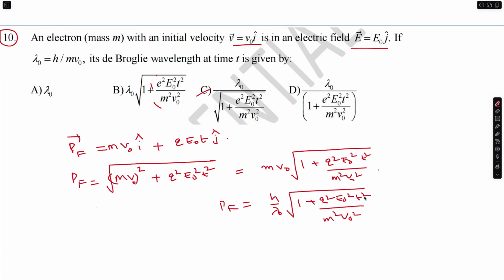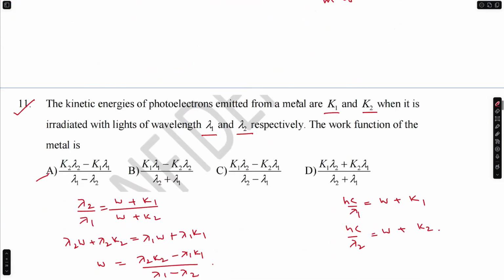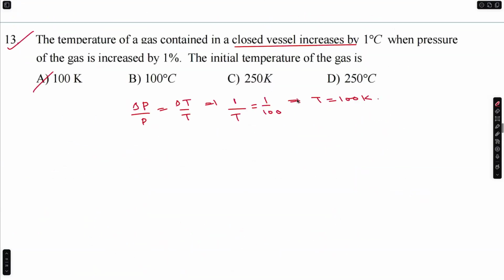By the way, h by p final is the de Broglie wavelength. So which is nothing but lambda naught by this. What is the difference between these two? There is a root missing here. So it happens sometimes that you may even mark D instead of C. Please check your options twice. Right, 11th done, 12th done, 13th done.